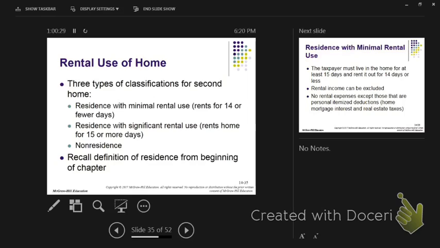Now, is she going to put it on here? I'm going to show you in a second. But residence with minimal rental use is 14 days or less. That's her. It's not a rental. She just happened to rent her house out for less than 14 days. So significant rental use is more than 15 days, and we're going to show that we actually lived there still. And then non-residence is basically all the other rentals that we have.